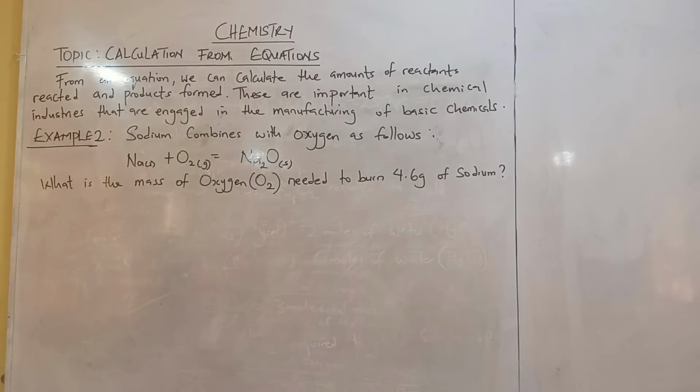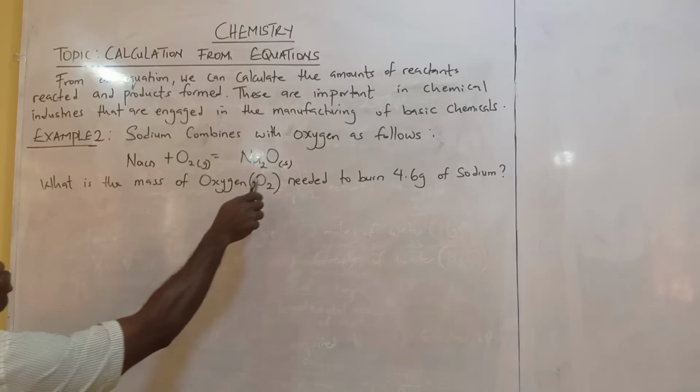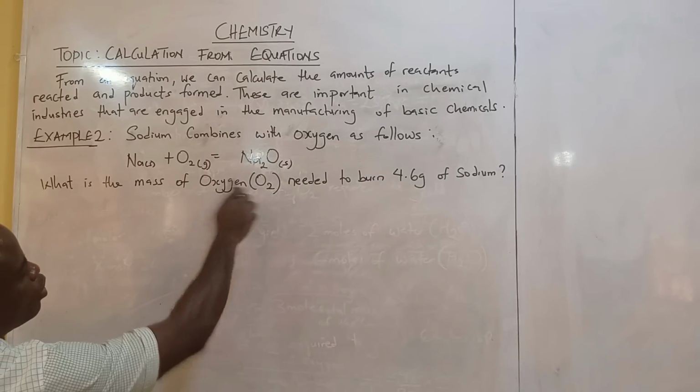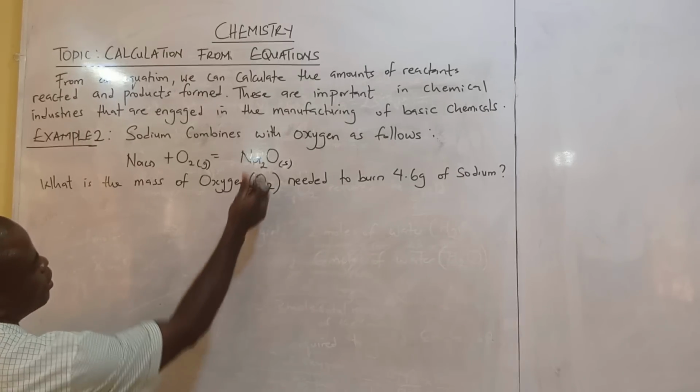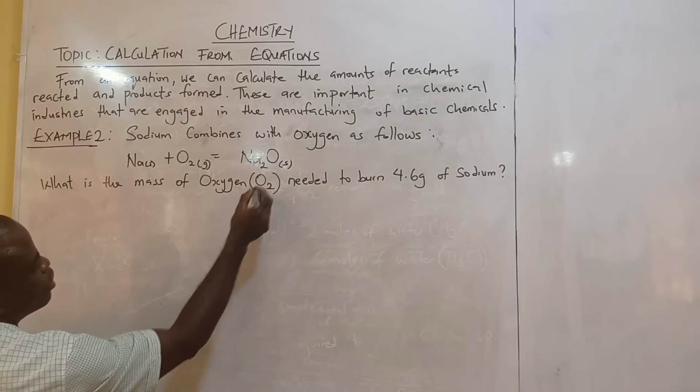Now, what is the mass of oxygen needed to burn 4.6 grams of sodium? You can see sodium combines with oxygen as follows. 1 mole of sodium reacts with 1 mole of oxygen to give us 1 mole of sodium oxide. How do you know that? How do you know it's sodium oxide?